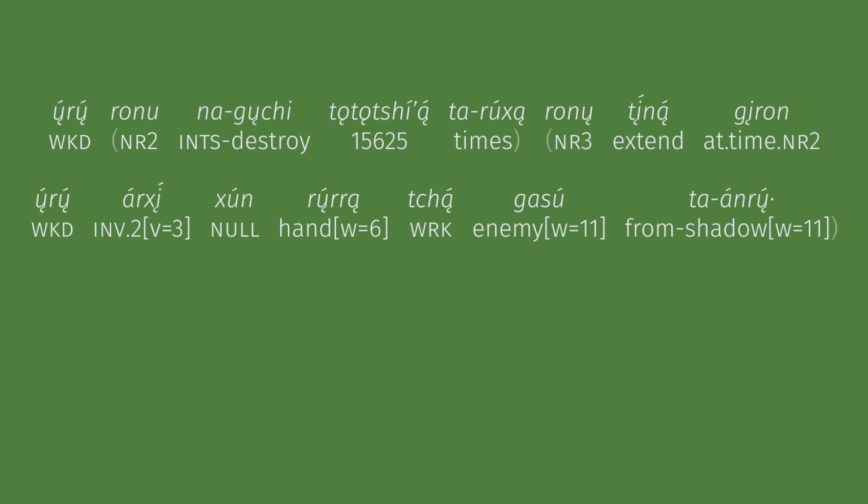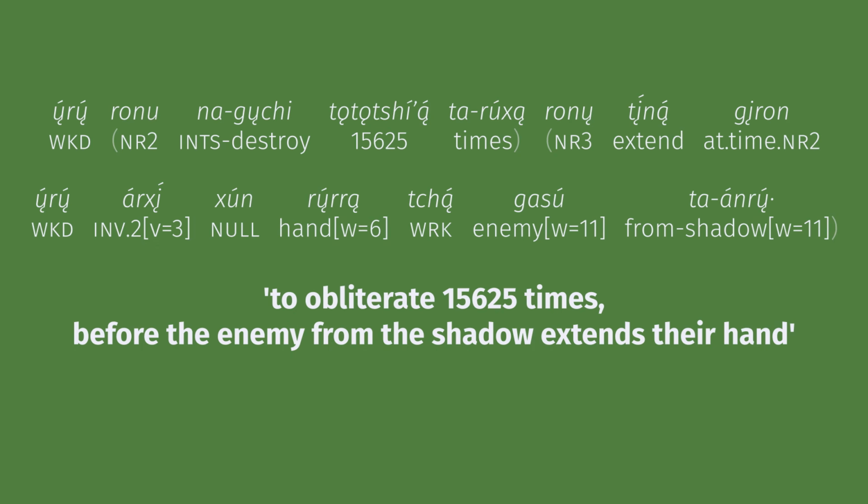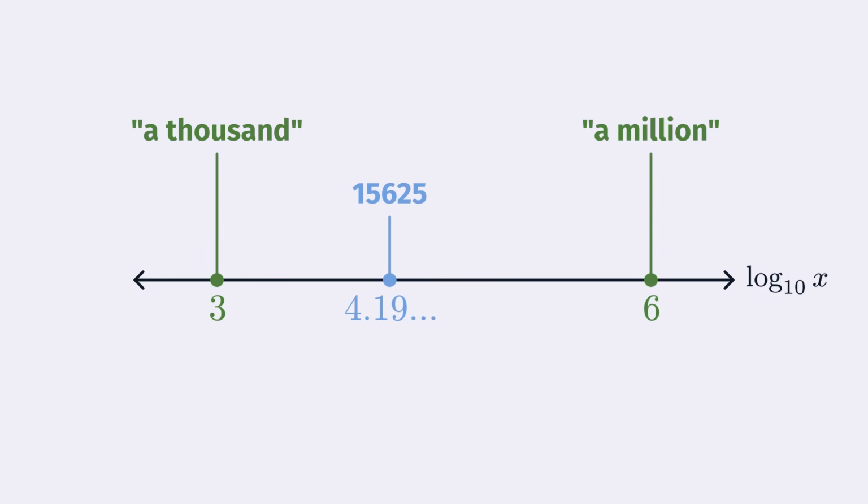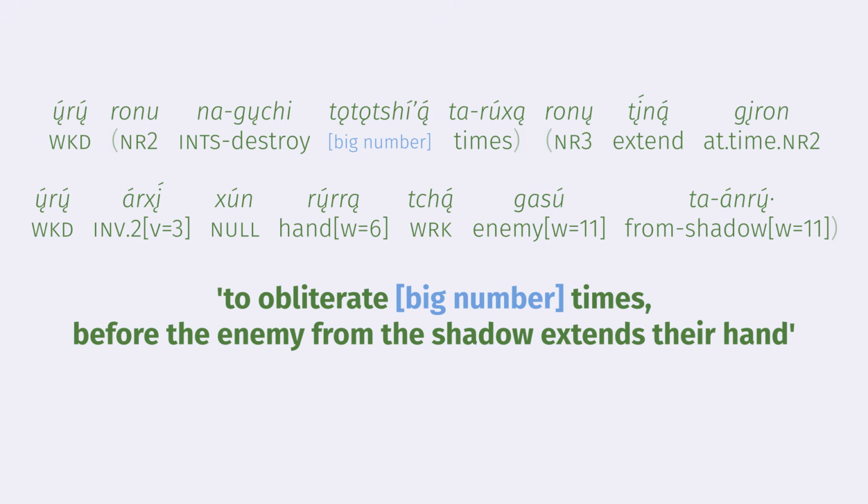I believe here we have literally to obliterate 15,625 times before the enemy from the shadow extends their hand. Now 15625 is 25 cubed and Elvish uses base 25, so I'm pretty sure it simply means big number. In English, one might say 1,000 or 1,000,000 instead. Magnitude-wise, 15625 is a bit closer to 1,000 than 1,000,000. Its log base 10 is around 4.19, which is closer to 3 than to 6. So I think it's better to translate it into English as 1,000 times.